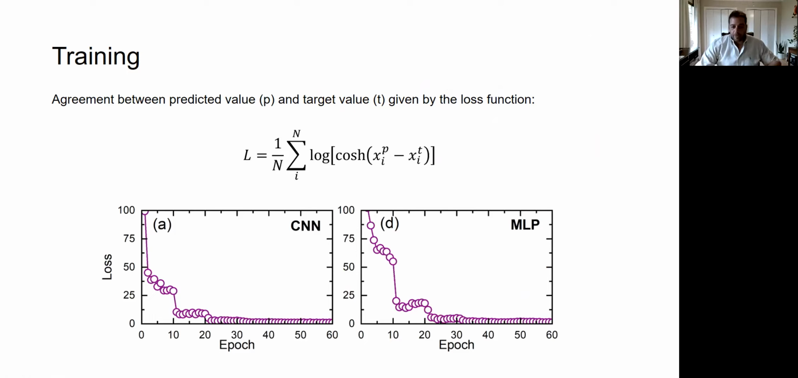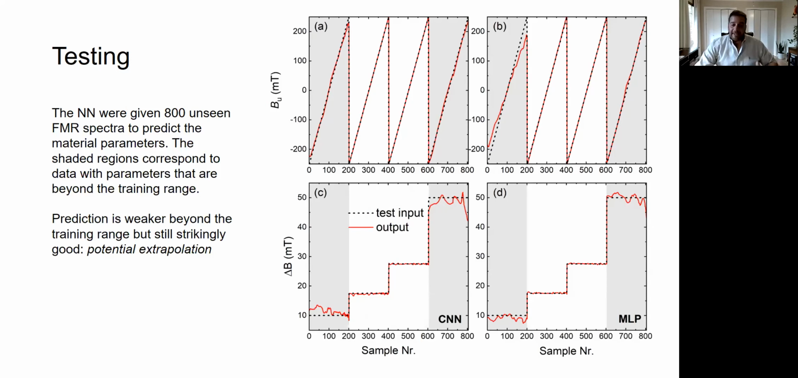And then we tested this. I'm not going to spend much time on this because we're already like an hour into this. We tested this with FMR spectra that were unseen by the network. Before, we gave the networks FMR spectra and we had them labeled, saying these are the material parameters associated with this data. After the training, the weights are fixed. Then we gave the network just data without telling it what the material parameters should be.